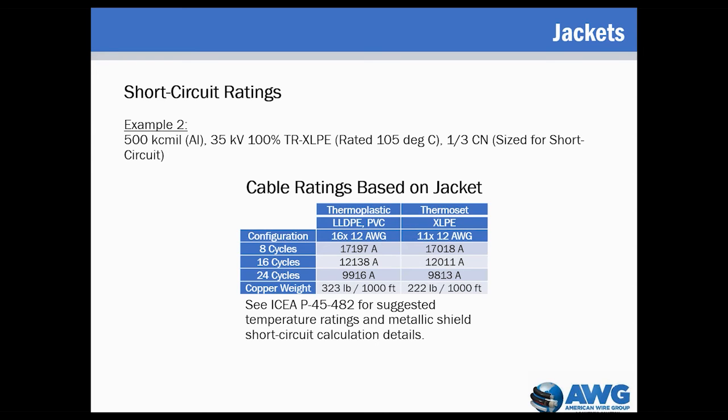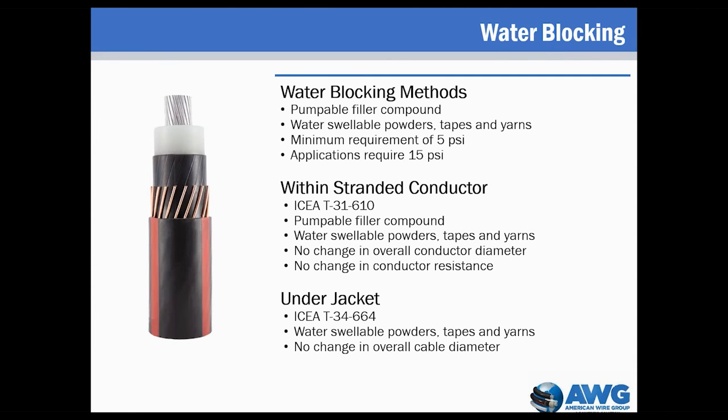Alternatively, when a thermoset jacket is used, such as crosslink polyethylene, the maximum concentric neutral short circuit temperature would be 350 degrees Celsius. To meet the similar shield short circuit requirement as compared to the thermoplastic jacketed cable, the concentric neutral configuration could be 11 12-gauge bare round copper wires. The result is that when a crosslink polyethylene jacket is used on a medium voltage concentric neutral power cable, where the concentric neutral wires are used only for short circuit current carrying capability, then the concentric neutral copper content could be reduced.